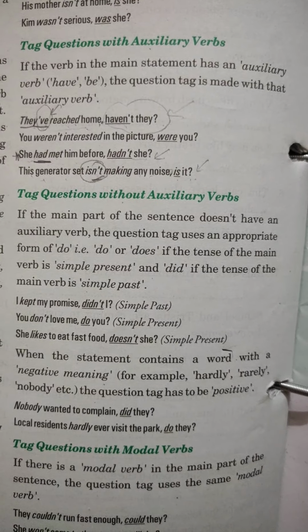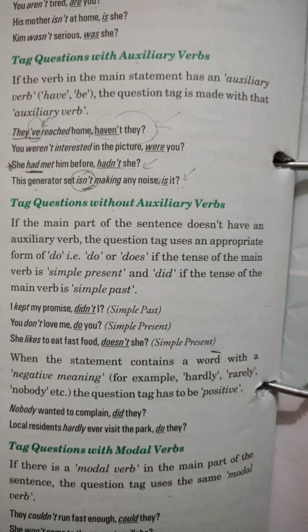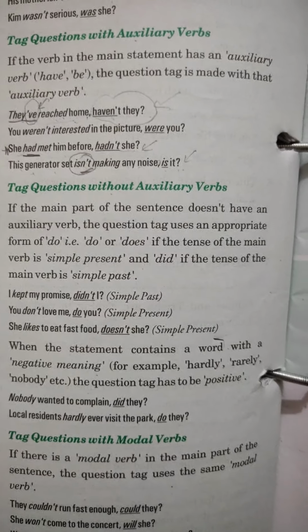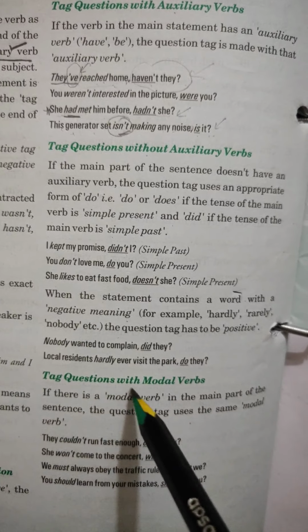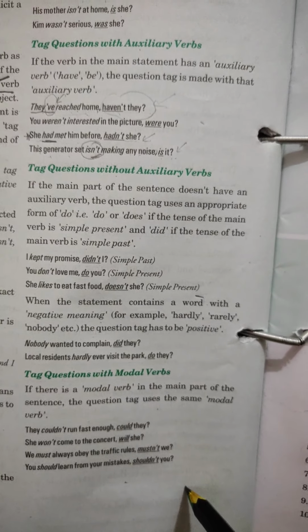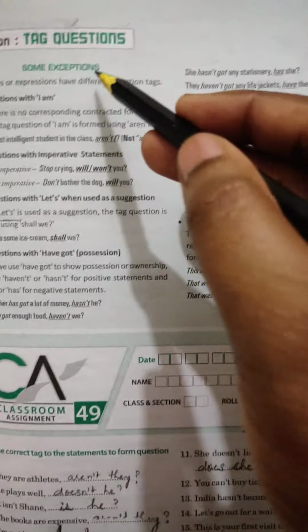So remember the intonation. If you are raising it, that means you are not sure. You still want to confirm it. But if your intonation falls, that means you know it, still you want to confirm, right? Tag questions with the modal verbs. This will be easier once you understand this one. So modal verbs will also start asking question tags in the same manner. Some exceptional cases are here.